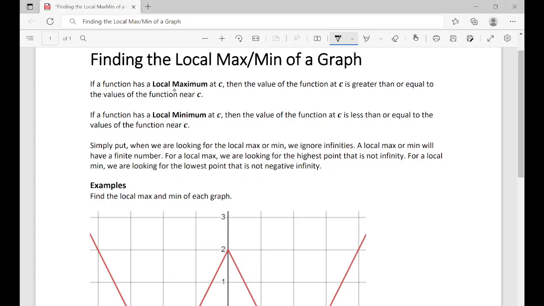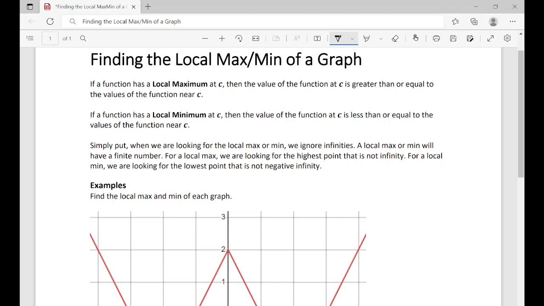If a function has a local maximum at c, then the value of the function at c is greater than or equal to the values of the function near c. If a function has a local minimum at c, then the value of the function at c is less than or equal to the values of the function near c.